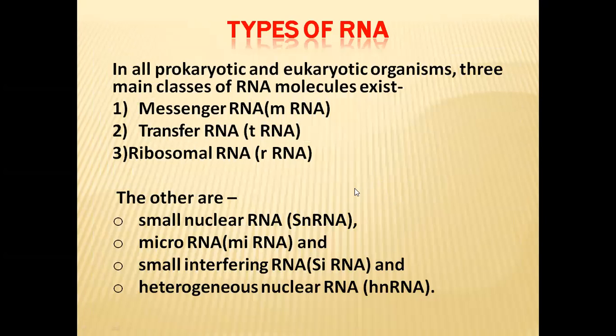And coming to types of RNA, in all prokaryotic and eukaryotic organisms, we can see three major classes of RNA molecules: messenger RNA, mRNA, transfer RNA, tRNA, and ribosomal RNA, rRNA. Apart from these major classes of RNA, some other minor classes are also present. They are small nuclear RNA, snRNA, microRNA, miRNA, small interfering RNA, siRNA, and heterogeneous nuclear RNA, hnRNA. Let us see the details of these types of RNA one by one.